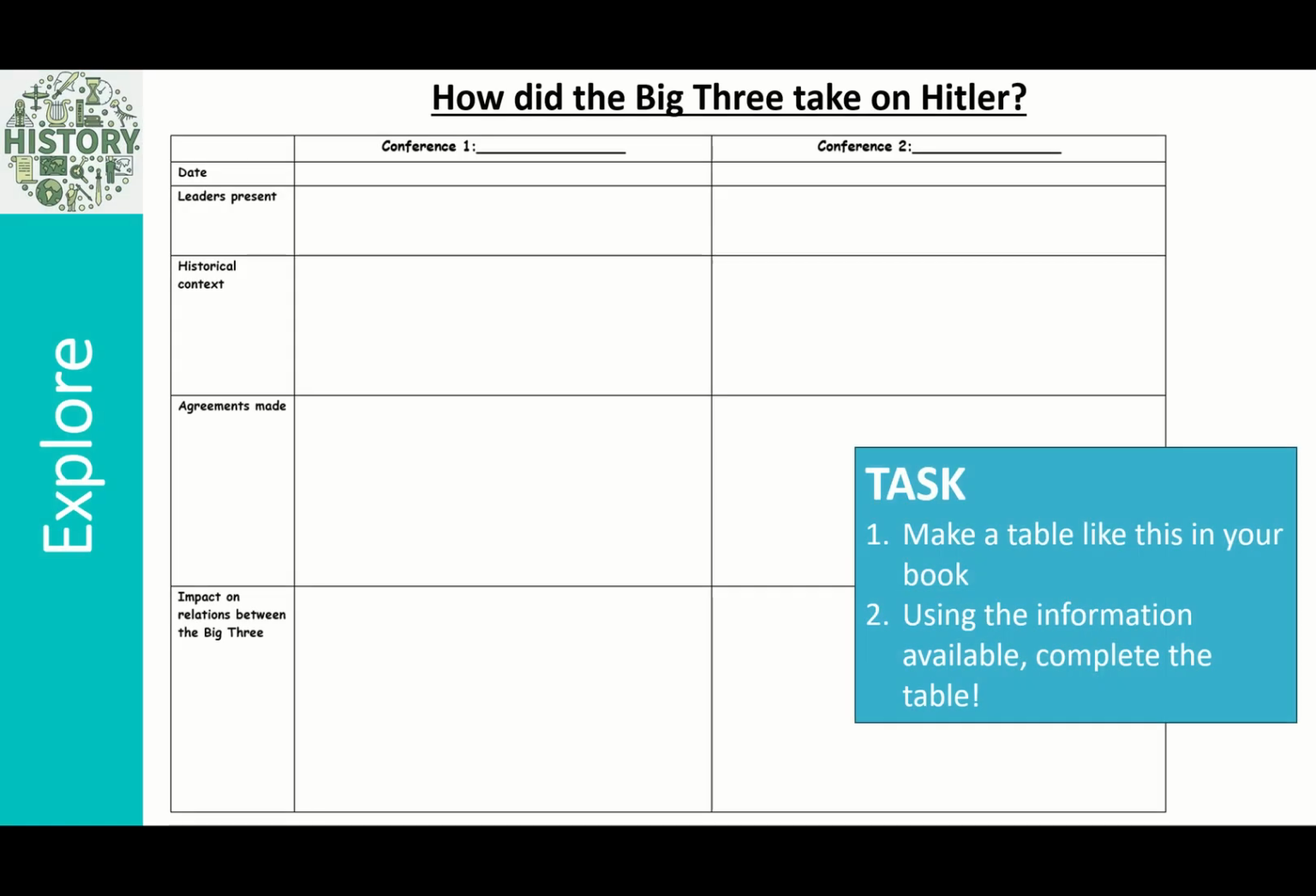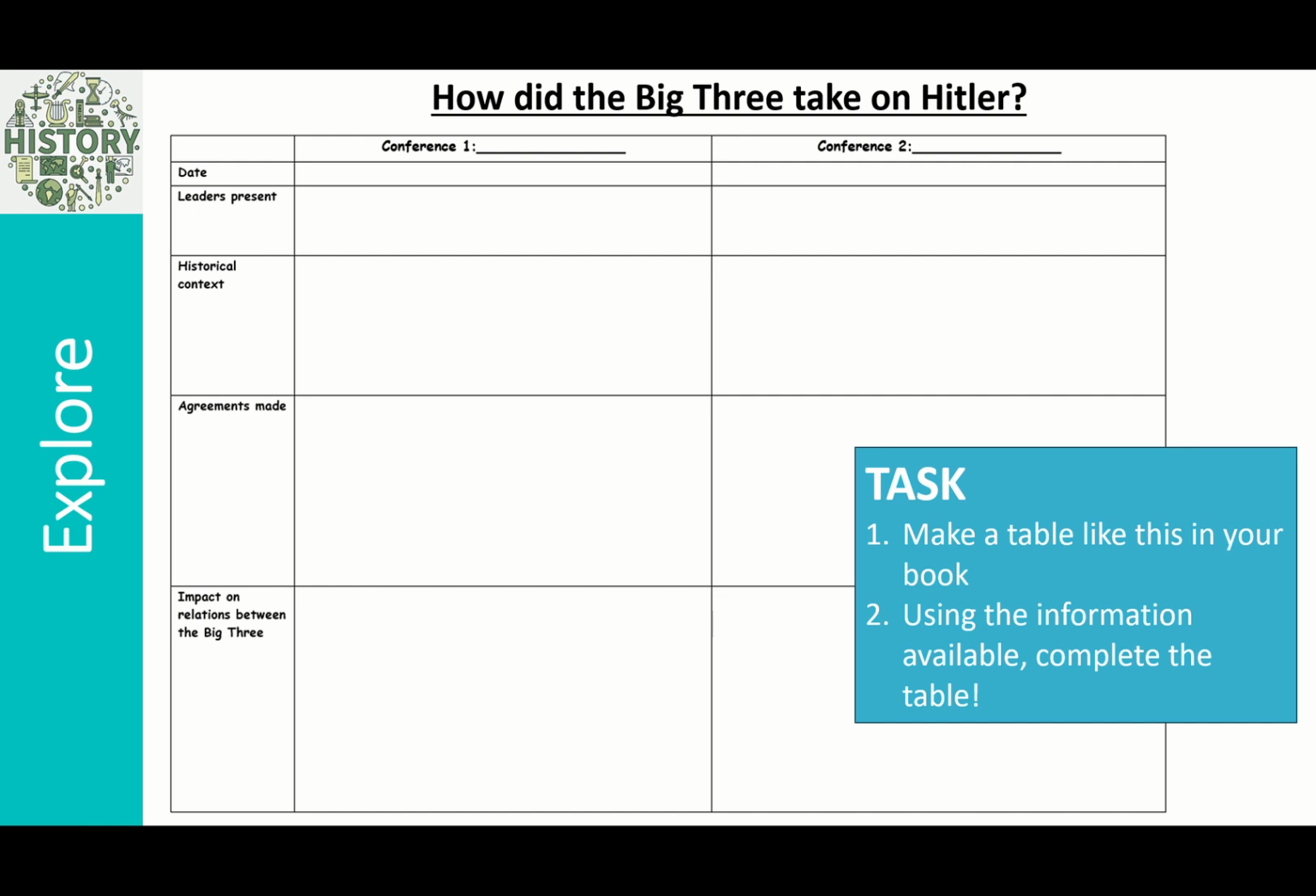Okay, now we go into the explore task. So this is the discovery learning aspect. There's a pack of information within the TES download, and effectively the students read through the details of the 2 conferences. They can make a grid such as this one, or you can download this and put it into a Word document and print it off. That will give some really useful information about the 2 conferences that you've already explained, but also about the impact on relations between the big 3.